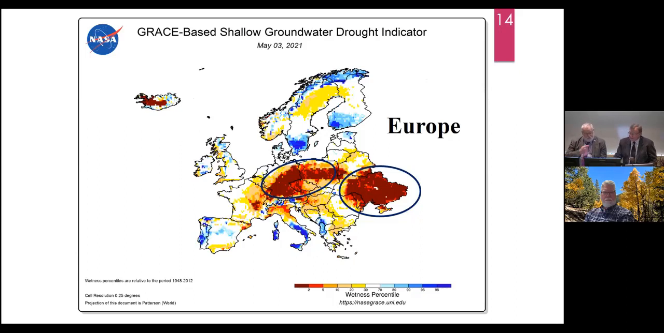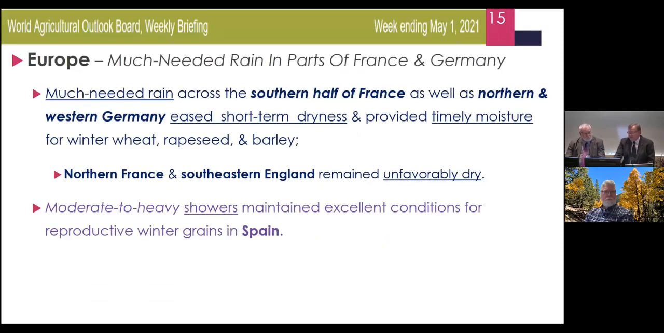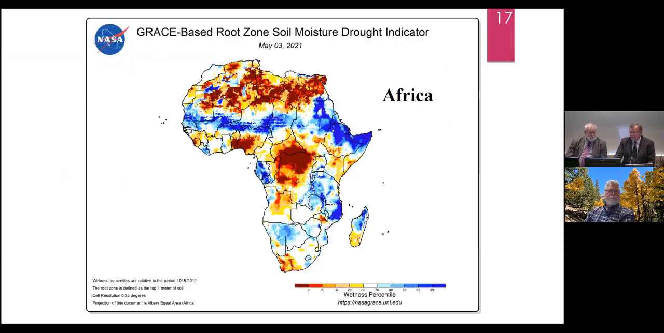So I know the markets are saying it's out of sight, out of mind, but you look at how dry things are, and this is getting down into the soil profile. In Europe, they talk a lot about northern France, southeastern England, etc. Do you want to talk at all about northern Africa?